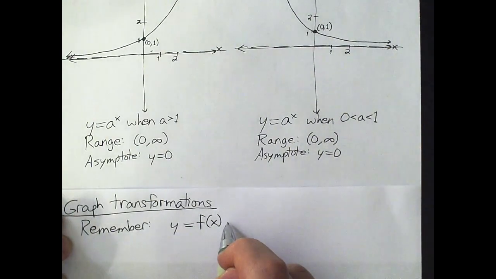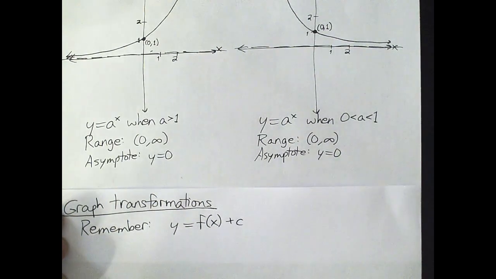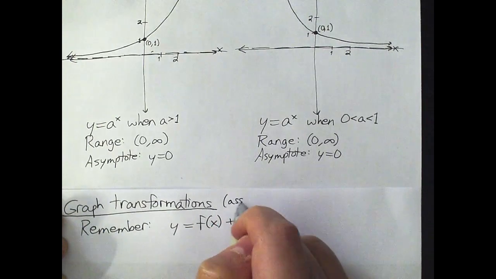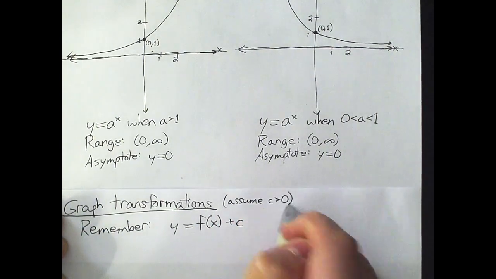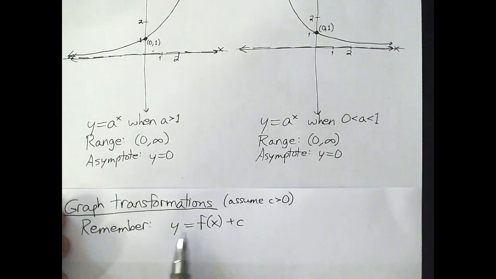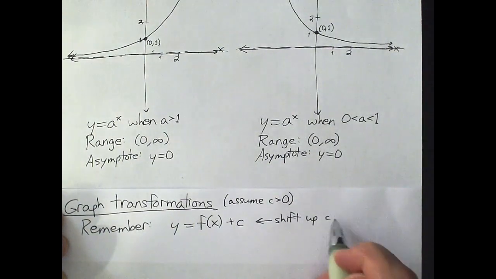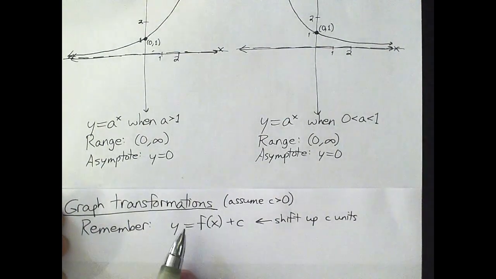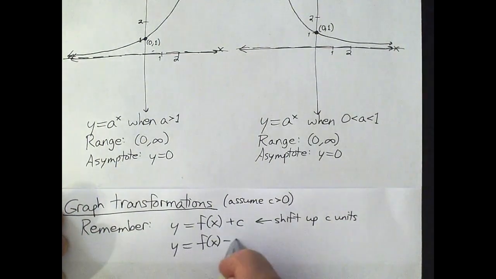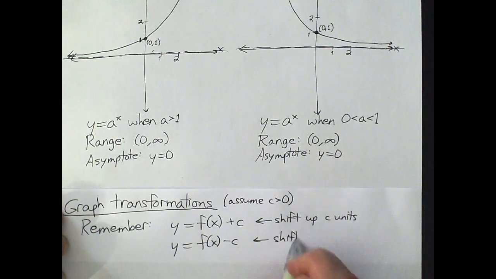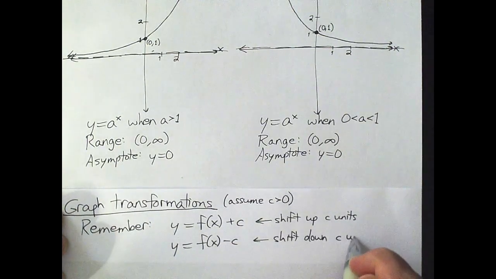What if you had a function and then you added a number to it, like plus c? I'm going to assume c is positive for the discussion we're having here. If you have y equals f of x, and then you add a constant to it, this is going to have the effect of shifting up c units, right? So y equals f of x is getting shifted upward because all the y coordinates are getting c added to them. If you had f of x minus c, then you're going to shift down c units.